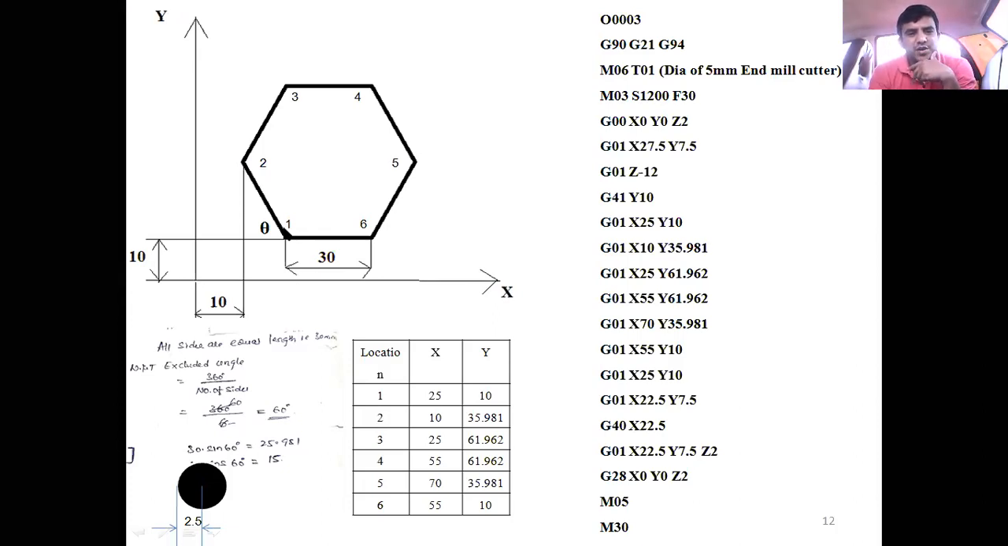The fourth step is to locate the coordinates. Coordinates 1, 2, 3, 4, 5, 6. Here I'm moving the cutter in a clockwise direction. That's why the names of the locations are given here: 1, 2, 3, 4, 5, 6 in clockwise. But I don't know the coordinates for locations 1, 2, 3, 4, 5.